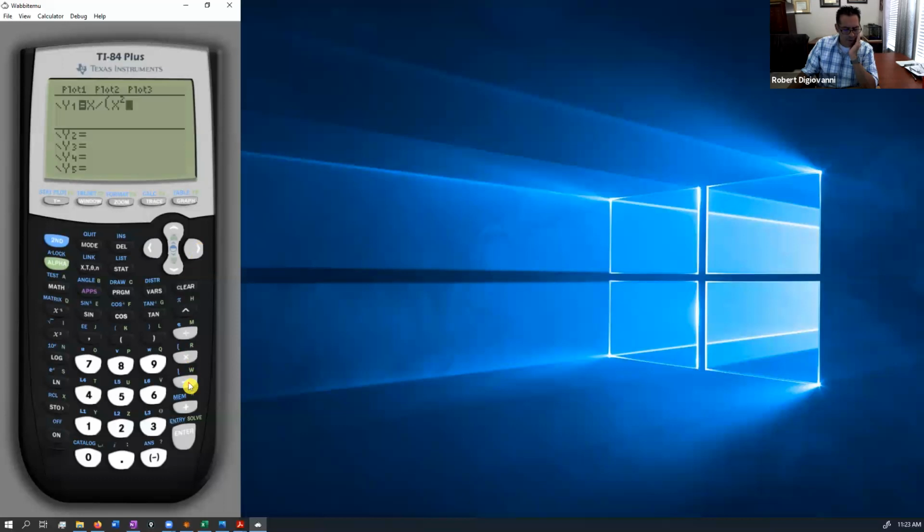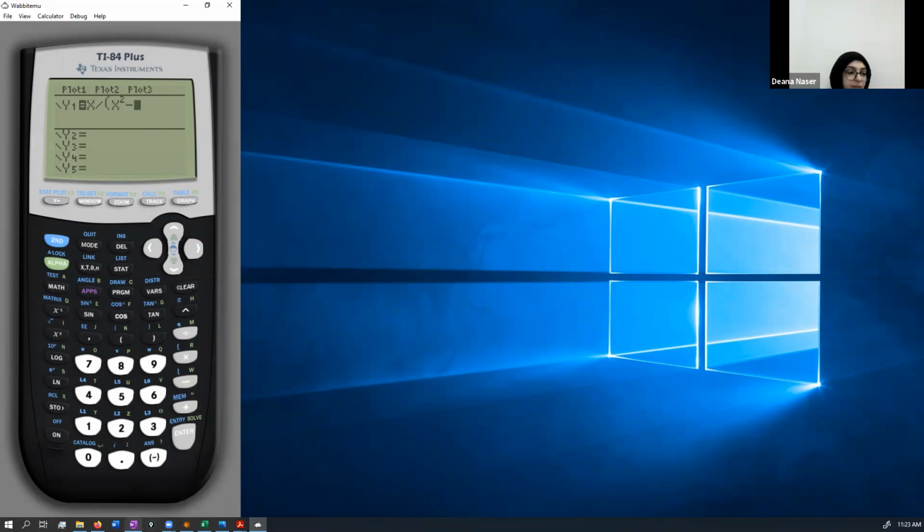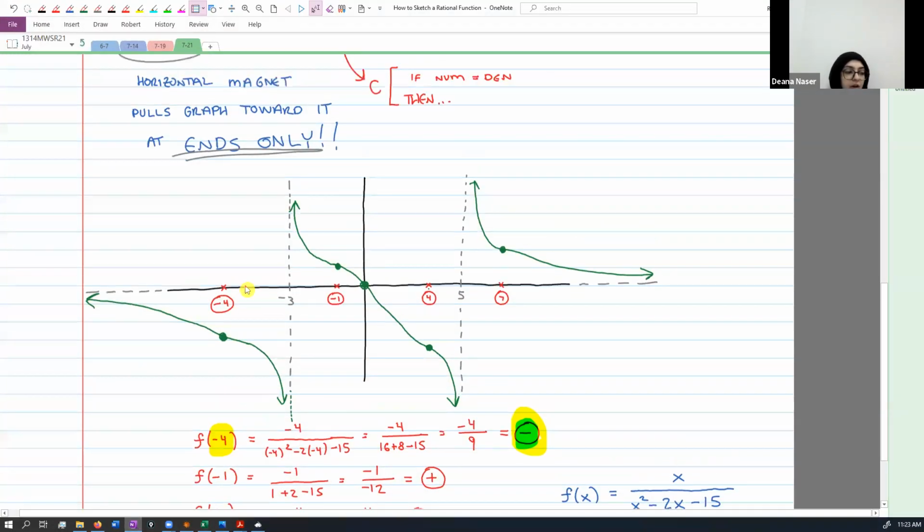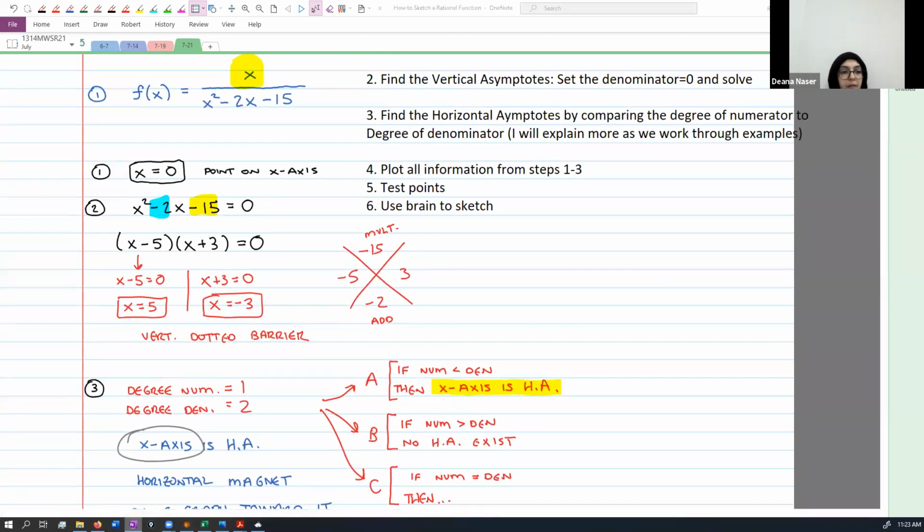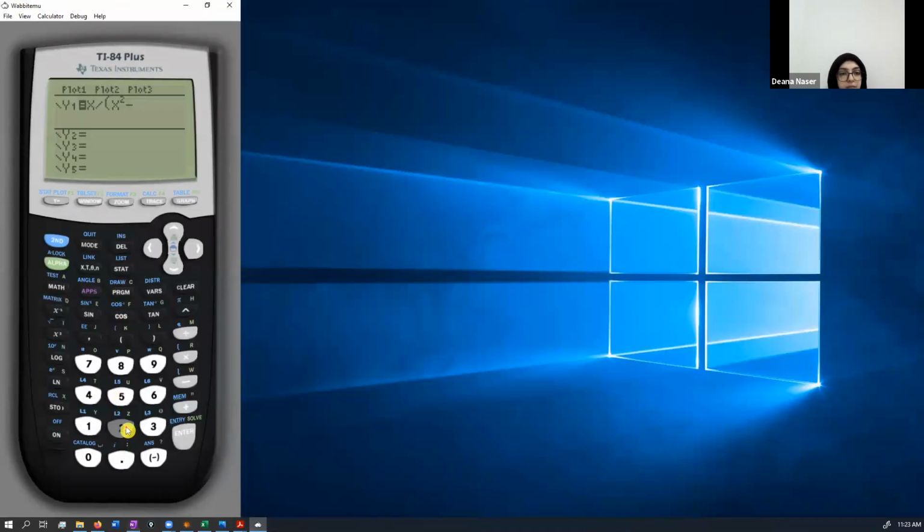What was it? Was it x squared minus 2x? What was the original function? The bottom one was x squared minus 2x minus 15. Minus 15, okay. Thank you. Okay.